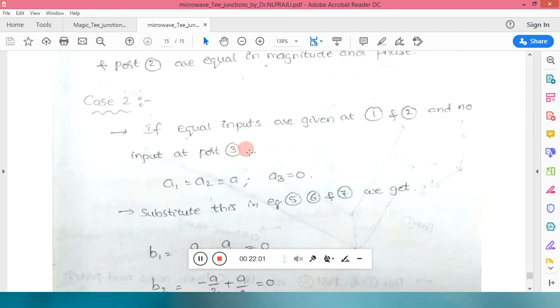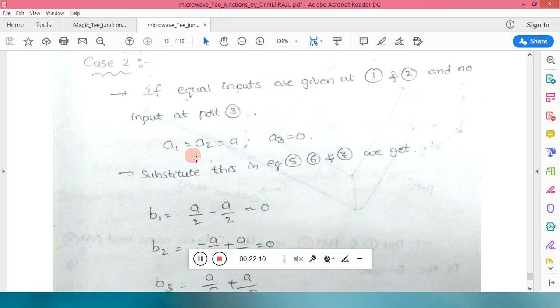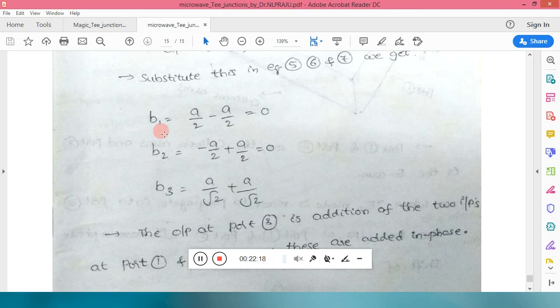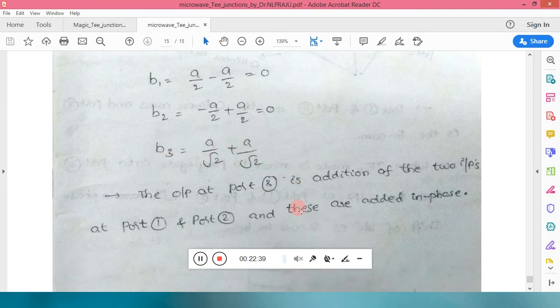Now case 2: if you apply input at port 1 and port 2, with no input at port 3, what happens? Substituting the above values in equations 5, 6, 7, we get B1 equal to 0 and B2 equal to 0. These are the reflected powers due to the application of input at port 1 and port 2. But at port 3, the power is the sum of the inputs at port 1 and port 2: 1 by root 2 times port 1, due to port 1, and 1 by root 2 times port 2, due to port 2. These two are added at port 3. The output is the addition of the two inputs at port 1 and port 2, and these are added in phase.